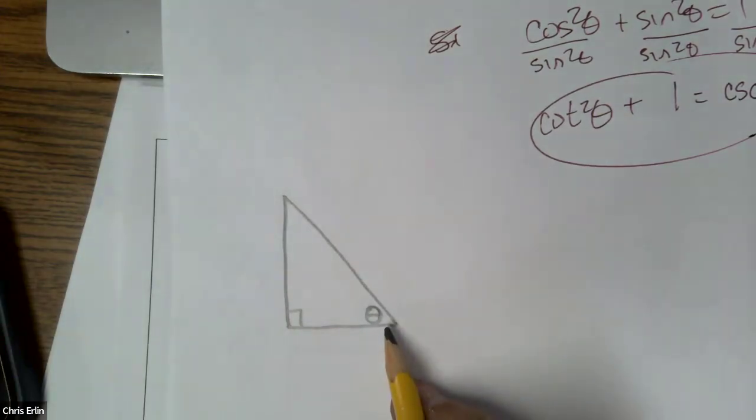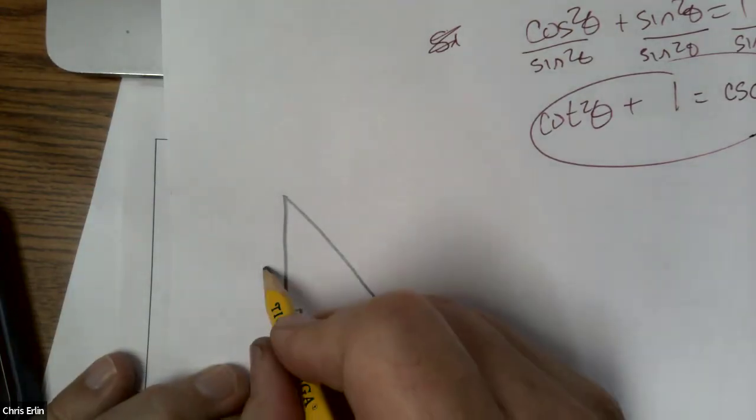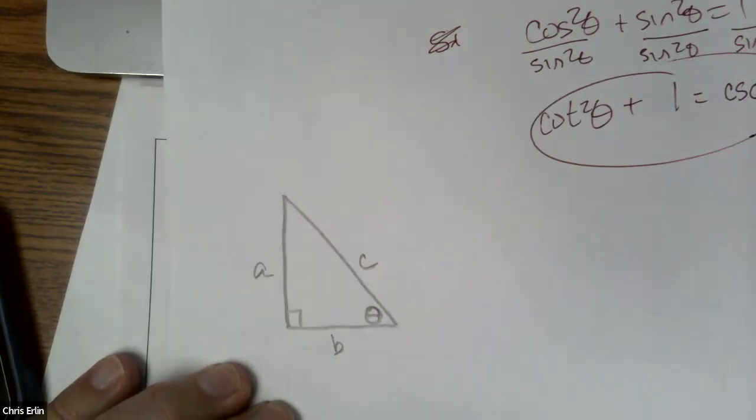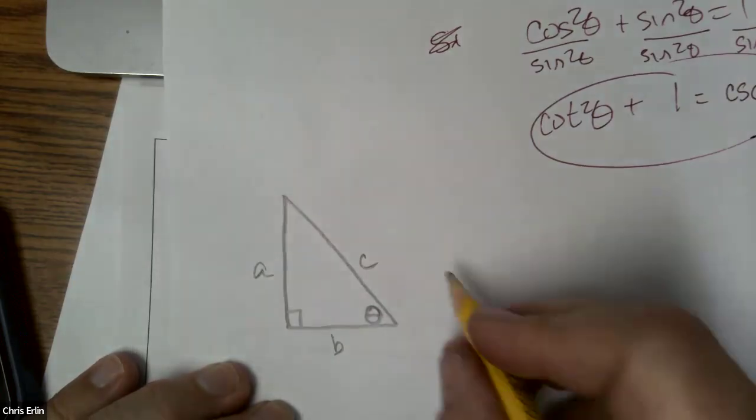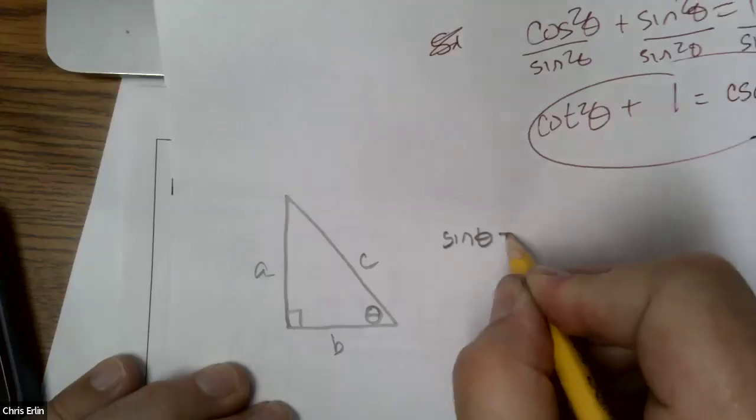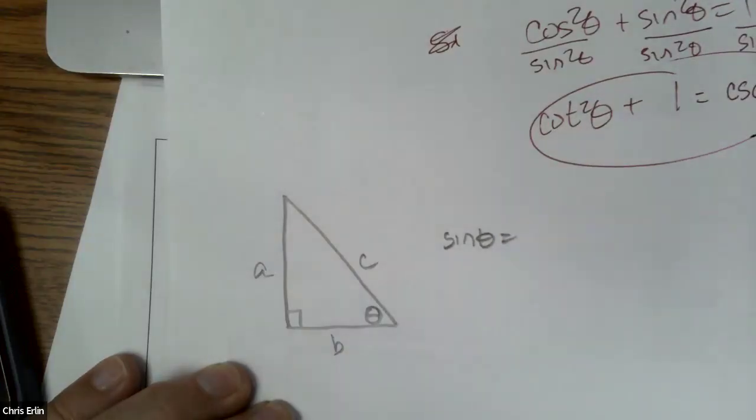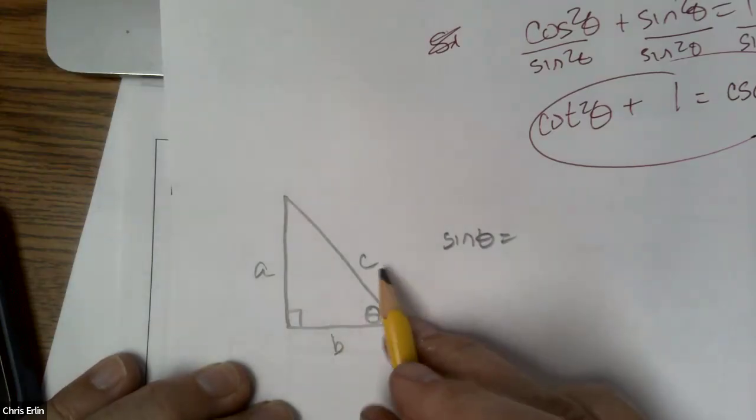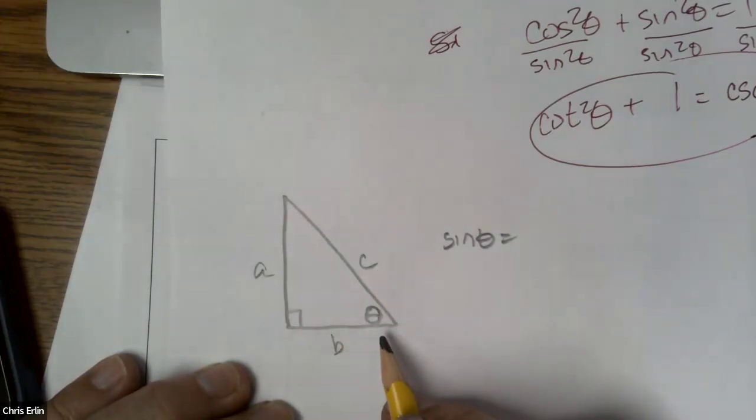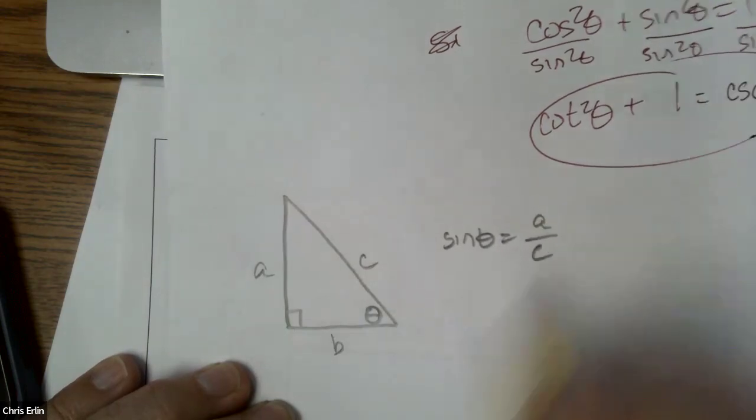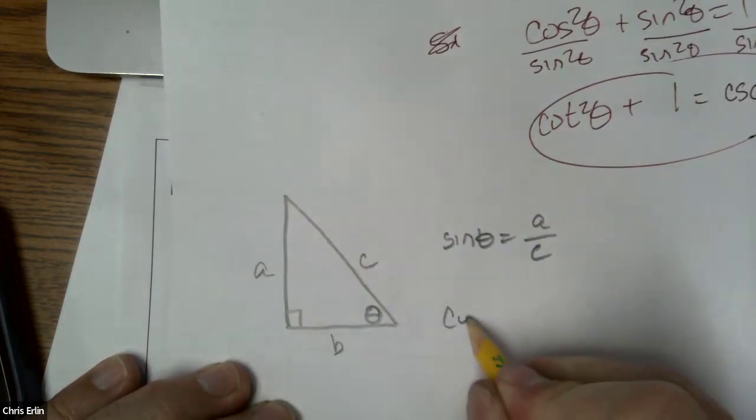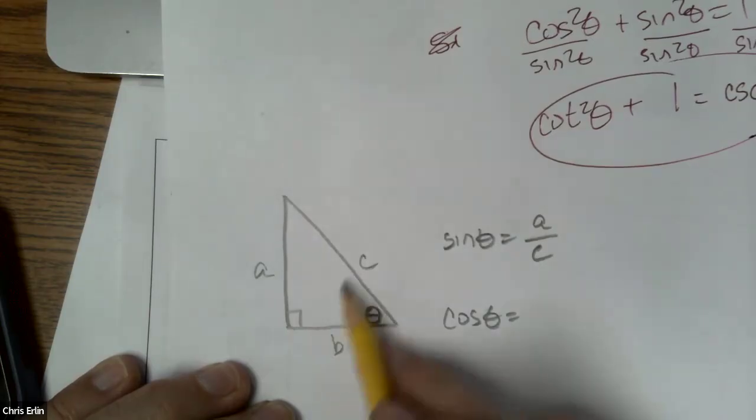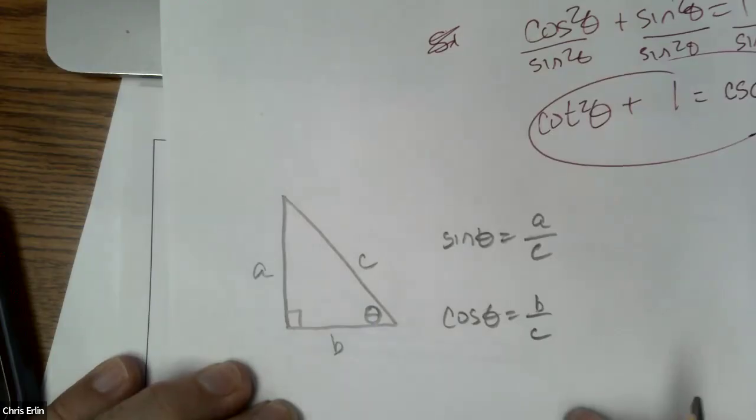If this angle is theta, then I could call this side A, this side B, this side C. You with me? Just for variables. If I asked for the sine of theta, it would equal what over what? Opposite over hypotenuse, so A over C. And if I asked for the cosine of theta, adjacent over hypotenuse, that'd be B over C. Agreed?